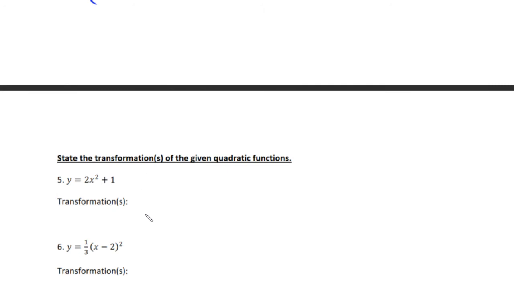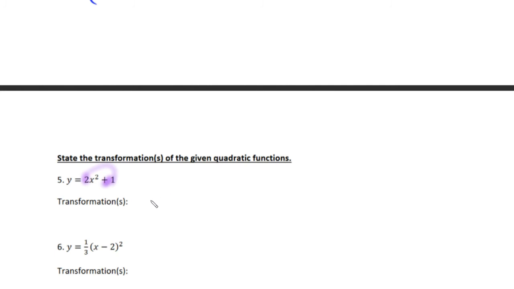Moving on. State the transformations of the given quadratic function. Don't have to graph it anymore, just state the transformations. So this should be pretty simple. The 2 does something, and the +1 does something. You guys should be able to tell me at this point what these do, right? You guys need to be doing your own homework, for goodness sake.